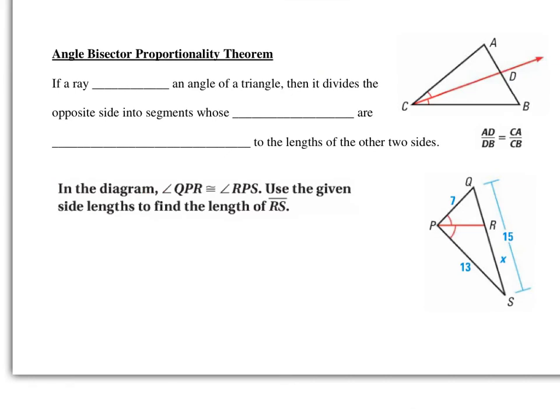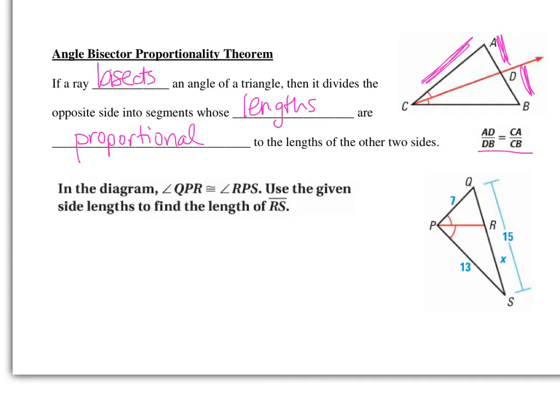The angle bisector proportionality theorem is using the idea of the angle bisector. So if a ray bisects an angle of a triangle, then it divides the opposite side into segments whose lengths are proportional to the lengths of the other two sides. So let's set this up how they've got our diagram right here. So AD over DB is equal to CA over CB. So we can set them up that way.